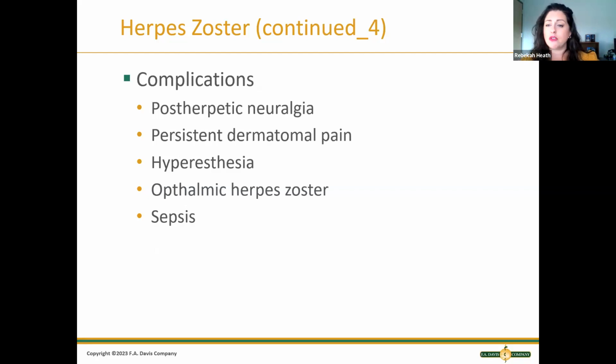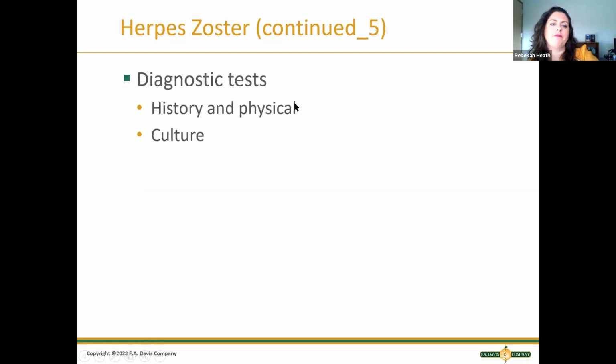Complications, they can have some neuralgia or nerve issues after this. They can have persistent pain that just continues on for a while. Sometimes with that pain, there can be hyperesthesia, which means they feel things extra. Like if I were to touch my hand, I would feel it. If I had herpes infecting this area, I might touch it and oh my gosh, I'd really feel it. Like it's just like extra feeling. You can have ophthalmic herpes zoster, so in your eyes, and that's very dangerous. That can actually cause blindness. And then it also could lead to sepsis, a systemic infection.